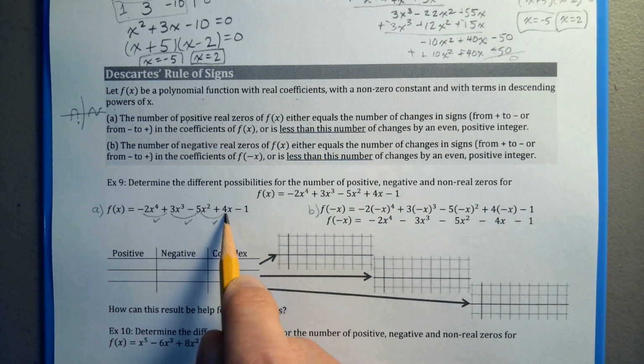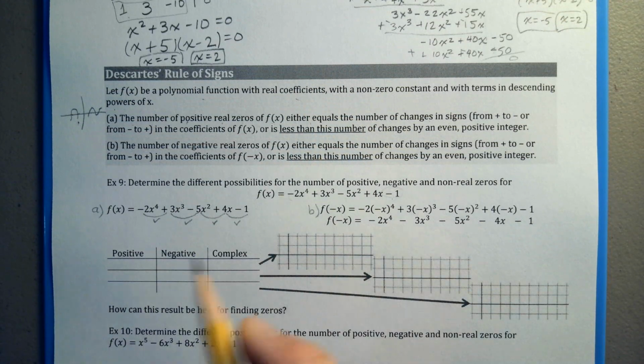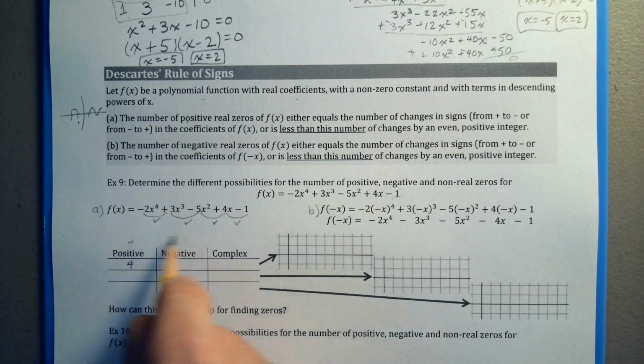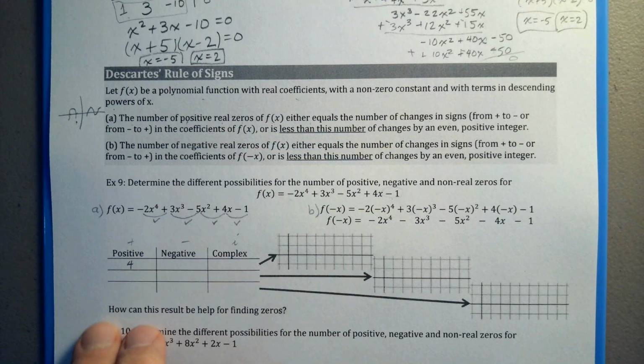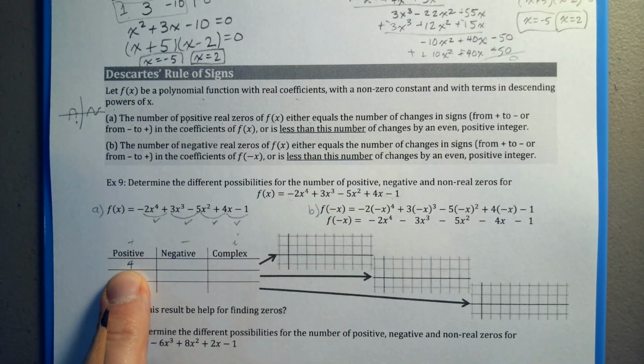Yes. Is there a sign change from this term to this term? Yes. So there were 4 sign changes. So that goes in here, the positive. So we have positive, we have negative, and then we are counting complex. Like how many different types of zeros do we have, right? So we have the possibility of 4 positive real zeros, or that number decreased by an even number.